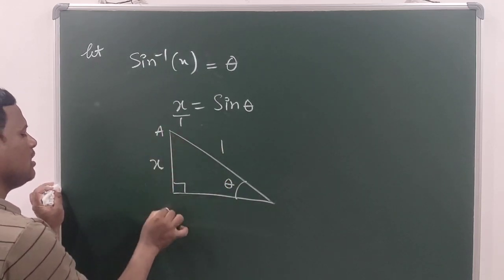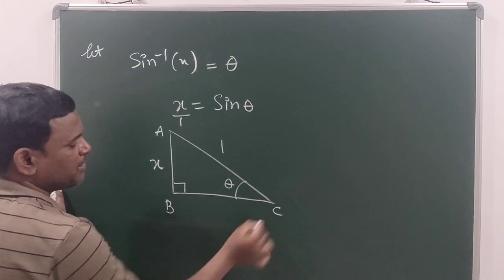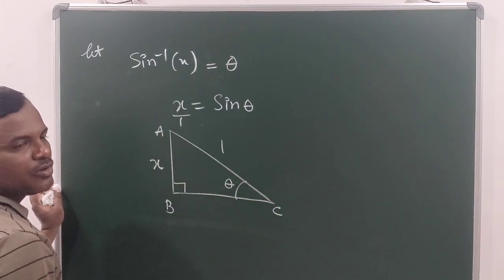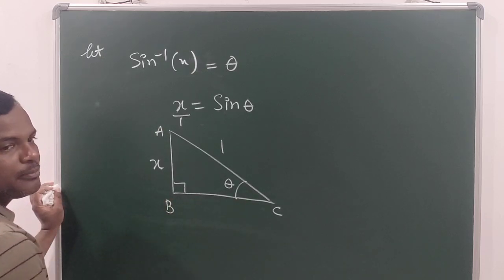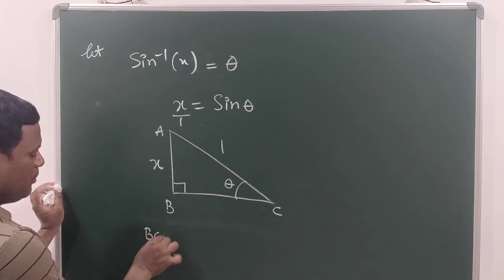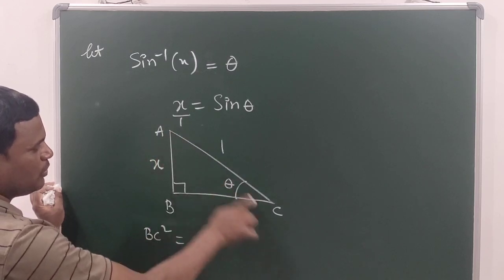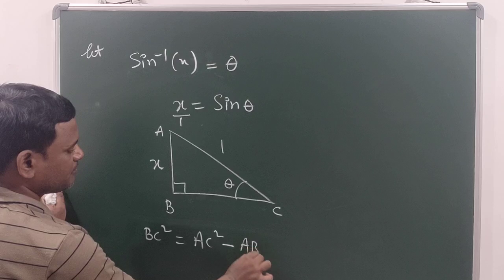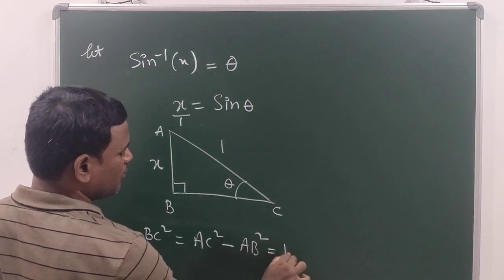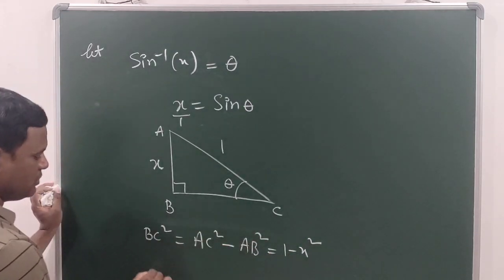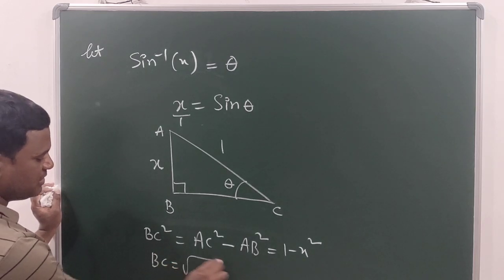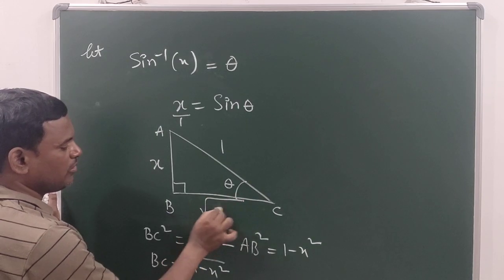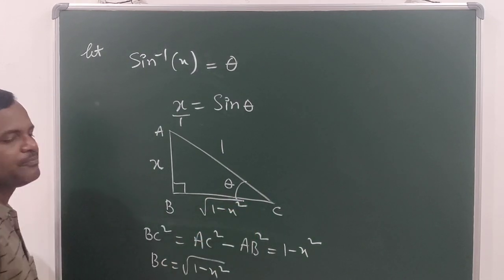Now let us name the triangle ABC. Now apply the Pythagoras theorem, so that you will get BC length. Now BC square is equal to AC square minus AB square, which is equivalent to 1 minus x square. Transfer square to the right side so that you will get BC equal to square root of 1 minus x square. So BC length is square root of 1 minus x square.